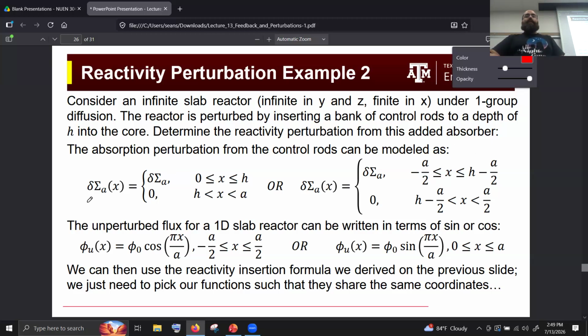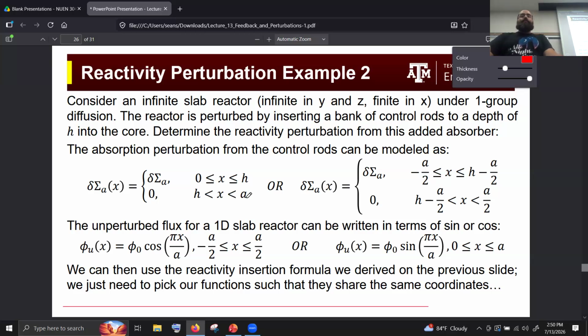So the perturbation of the absorber, we could think of as a piecewise function, where it's just delta sigma A in the range where we've added that absorber, which would be from x equals 0 to how high that control rod is. And then everywhere where that absorber is not there, the perturbation has no effect. So the perturbation would be 0 from h up to a.